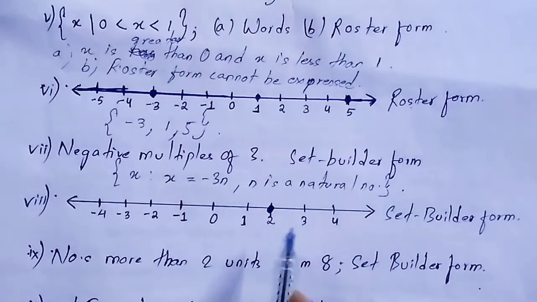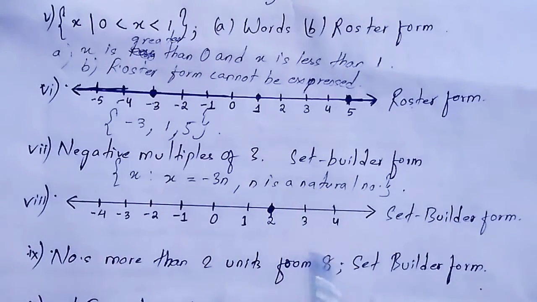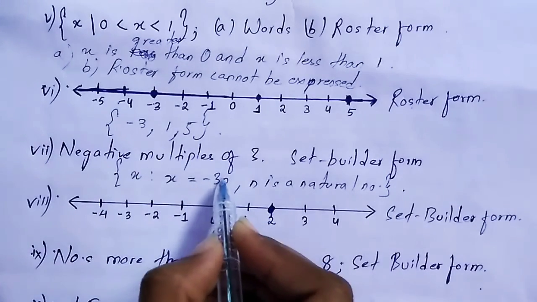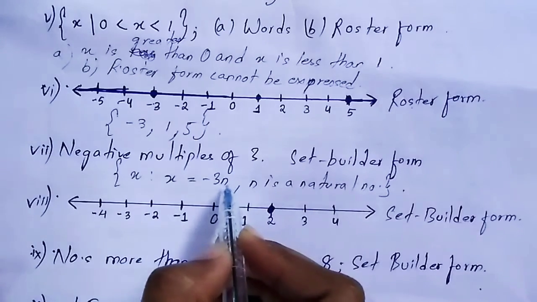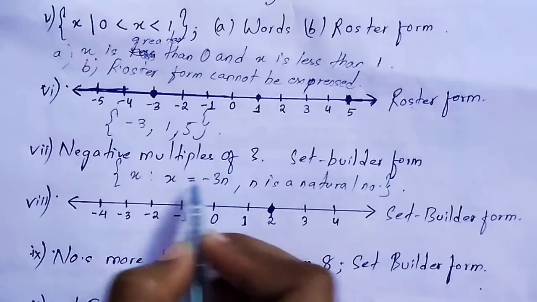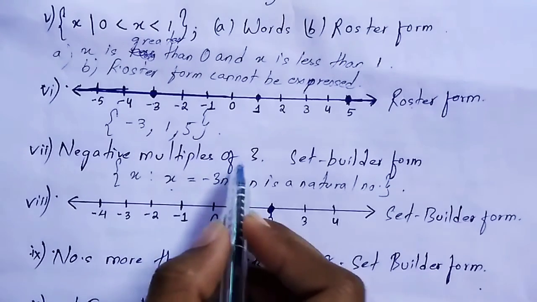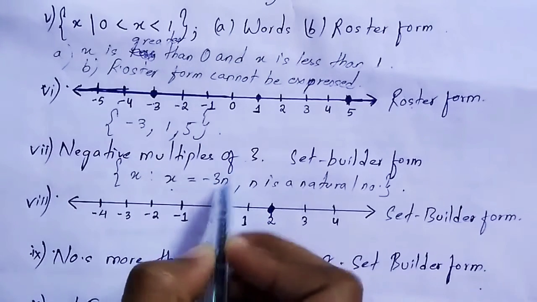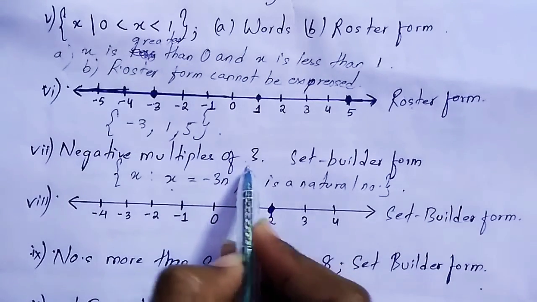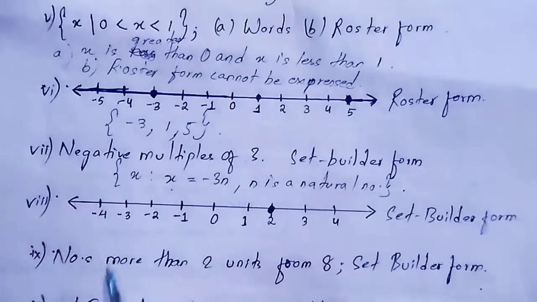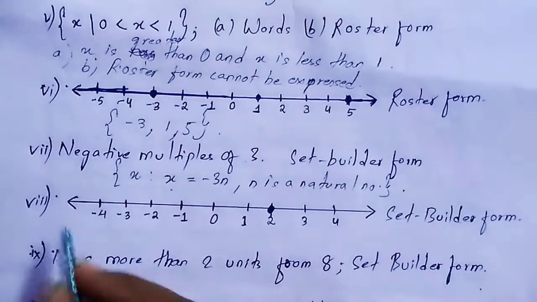Natural numbers are the numbers that is 1, 2, 3, 4 and so on. So if you put here 1, then you are going to get x is equal to -3 into 1, which is -3. So -3 is a negative multiple of 3. If you put 2 now, then you will get the value of x as -6. So this is also a multiple of 3. If you put the value of n here 3, then you will get -9. So this is also a negative multiple of 3. So you need to write it in this way, and here you need to mention that n is a natural number.